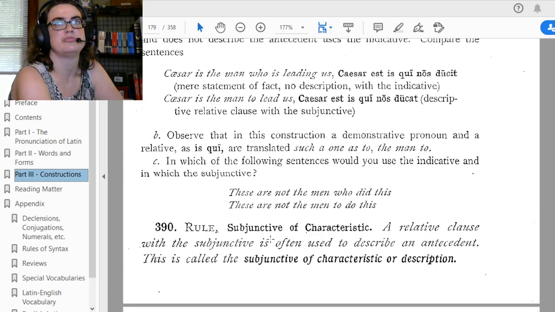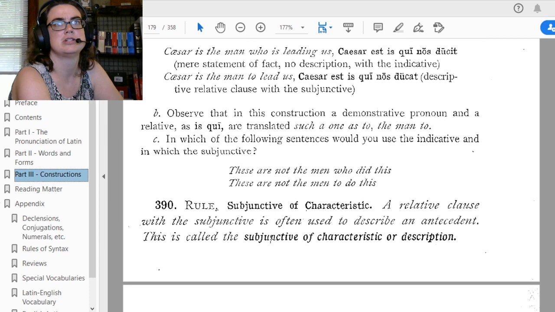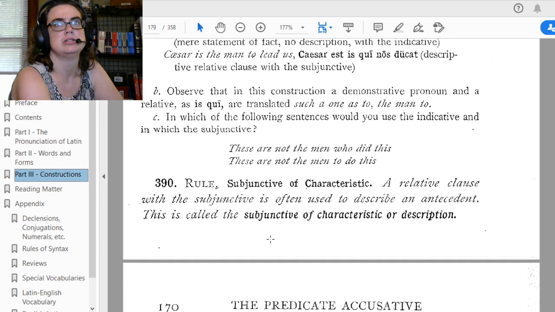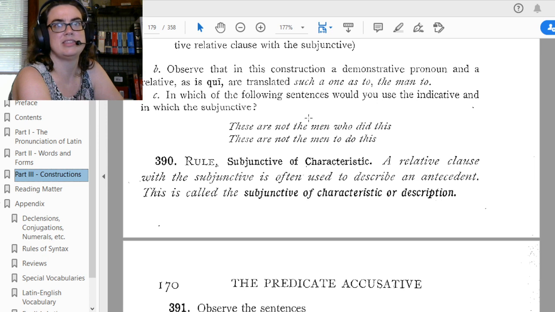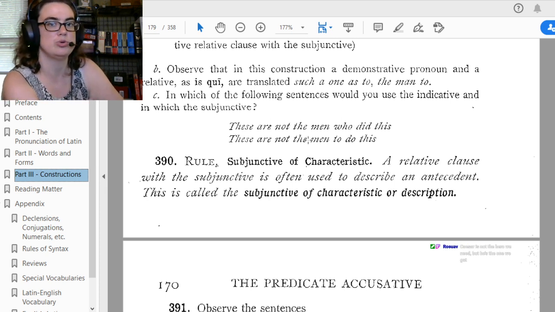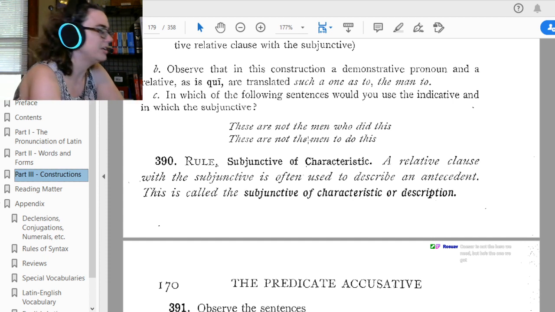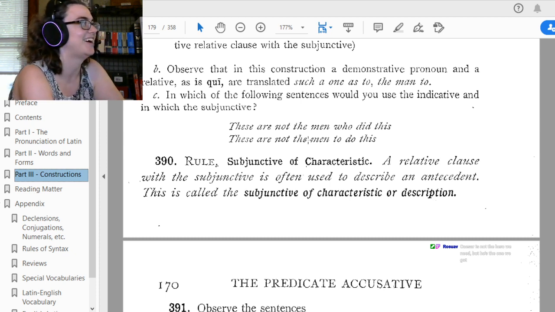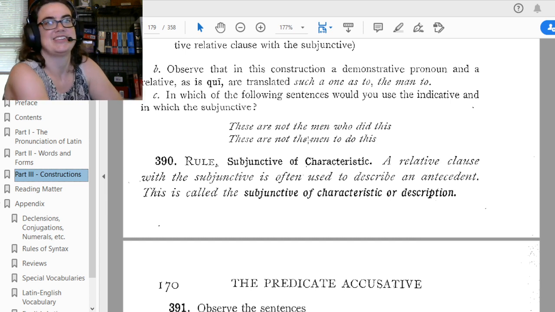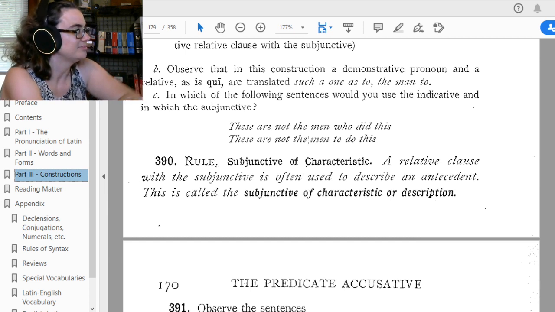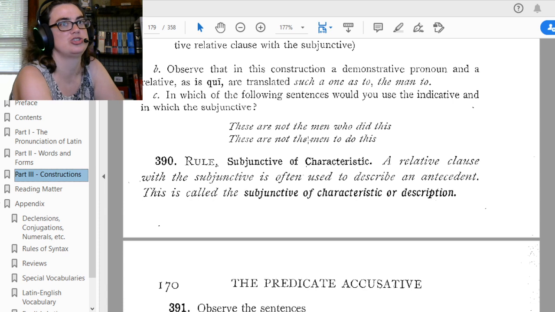You use a demonstrative pronoun and a relative. These are the men who did this, and these are not the men who did this, indicative, indicative. These are not the men to do this. These are not the type of men who should do this, blah, blah, blah. Use the subjunctive instead of the indicative. Caesar's not the hero we need, but he's the one we got. Yeah, exactly. He's the sort of hero we should have.